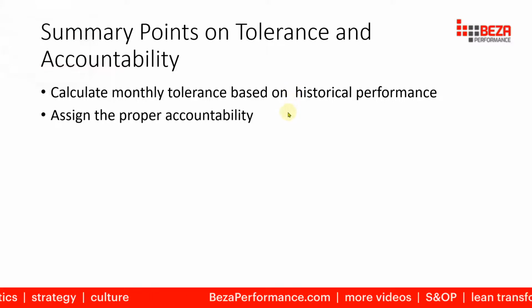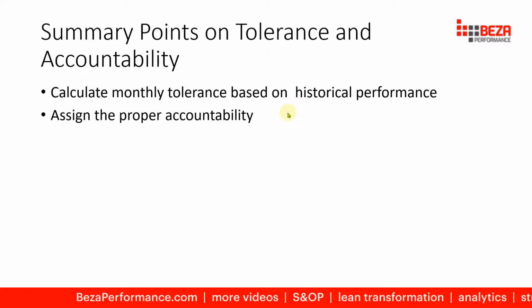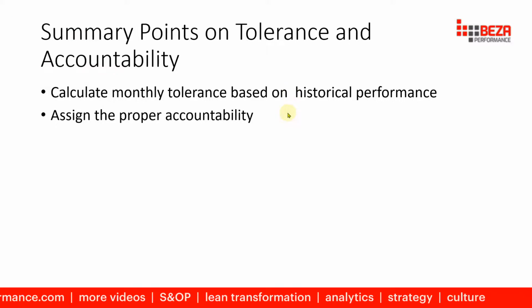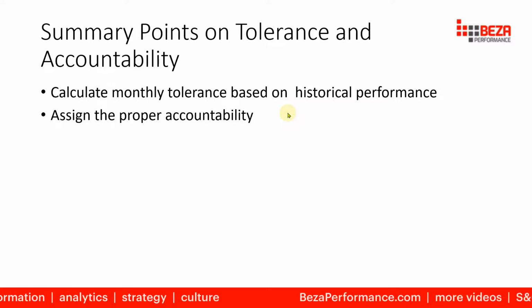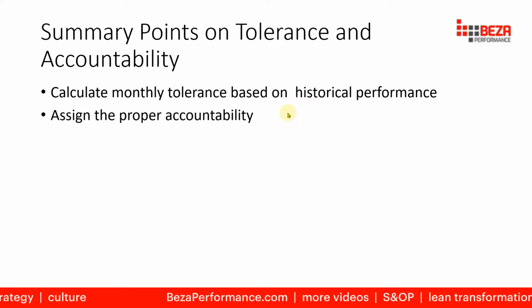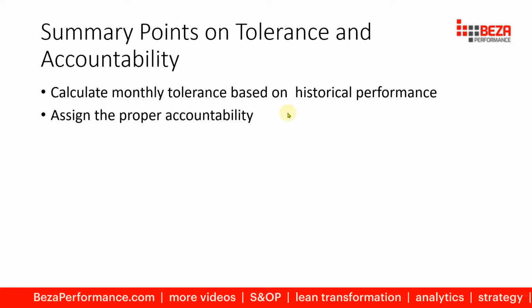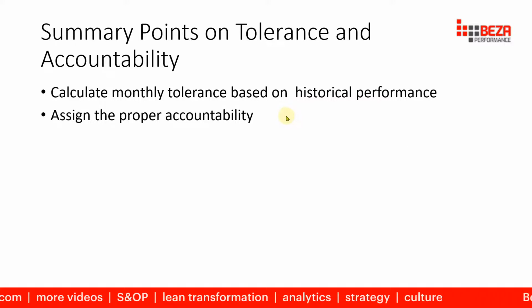Then assign the proper accountability. Now, you should have already had the proper accountability if you go back to the 5-section sheet and how we charted it out there. But make sure you've got that real clear as to who you're holding accountable for that, especially around the booking side of things.